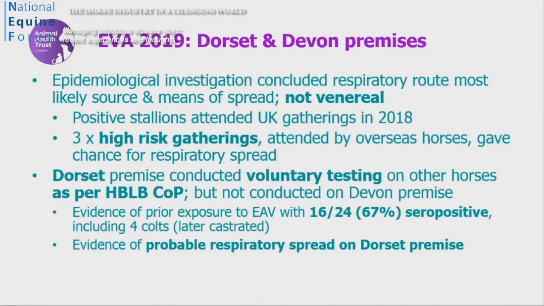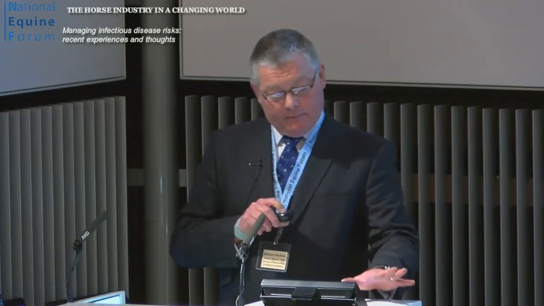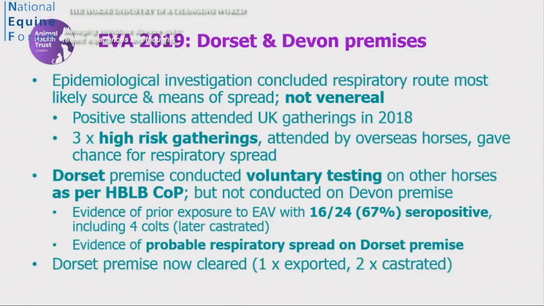The Dorset premise did undertake voluntary testing following the codes of practice, but this was not adopted, unfortunately, on the Devon premise. What was revealing is when we looked at blood samples looking for evidence of antibodies that would say whether or not an animal had been exposed to the virus, we found that 2/3 of that population on the Dorset premise had in fact been likely to have been exposed. So this provided evidence that we probably had respiratory spread on the Dorset premise once these stallions had returned from the gathering. But that Dorset premise is now cleared.